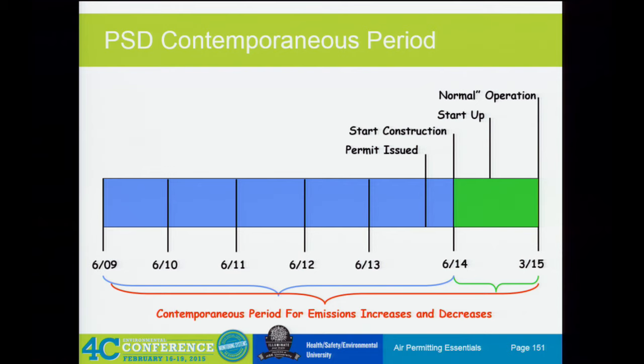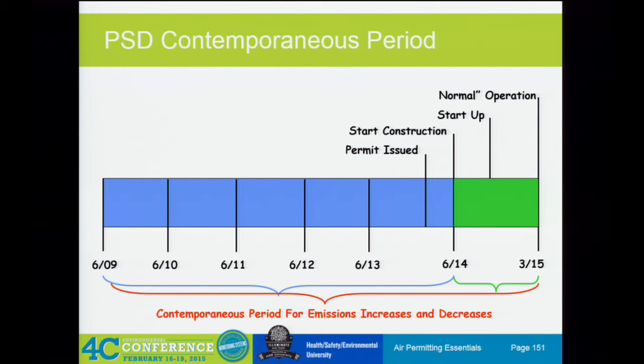Here's a visual description of the contemporaneous period, that window. So like I said, we have our start of construction here, go 5 years back, and June of 2009 is the start of our contemporaneous period, and then it goes until we started operation in March of 2015. So our contemporaneous window for all projects is from June of 2009 to March of 2015.